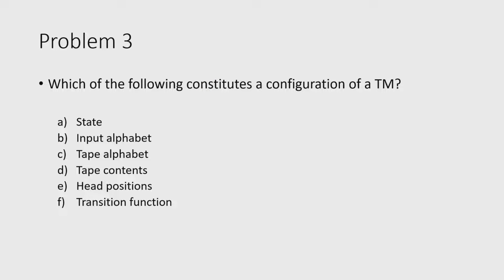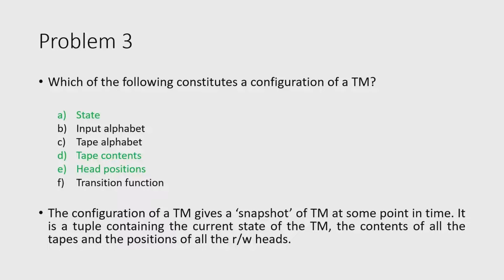Okay, so now let's move on to the third problem. The third problem is, which of the following constitutes a configuration of a Turing machine? The options are state, input alphabet, tape contents, head positions, and transition function. Over here we have to select all the options that constitute a configuration of a TM. So the answer to this problem is option A, state, option D, tape contents, and option E, head positions.